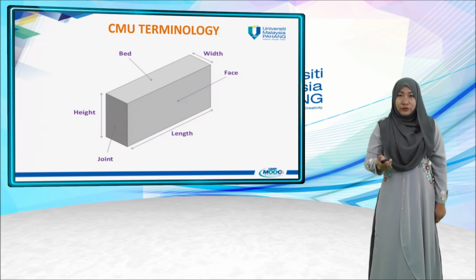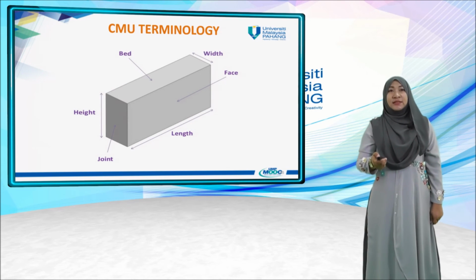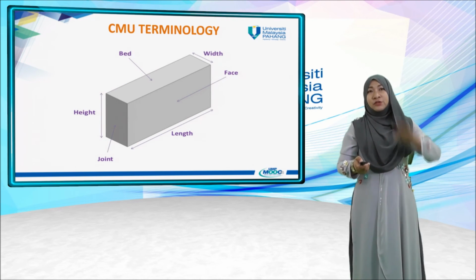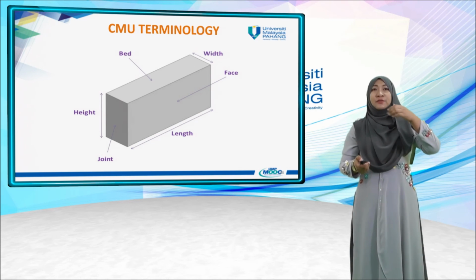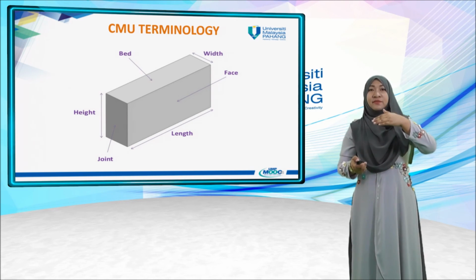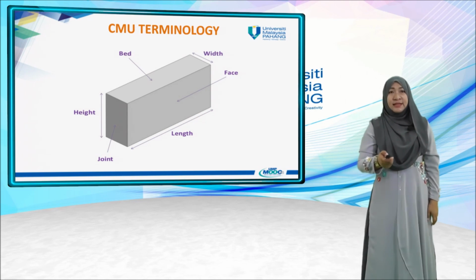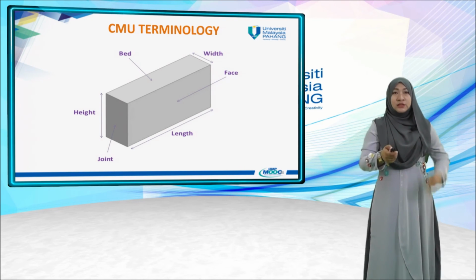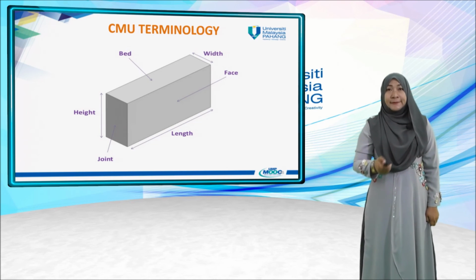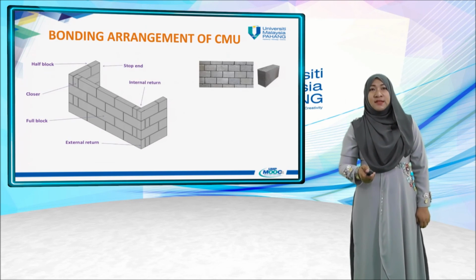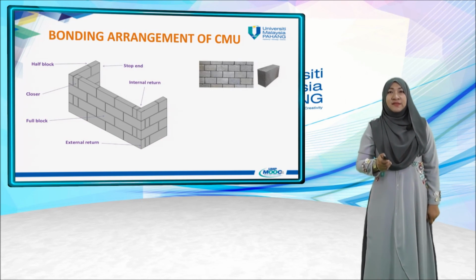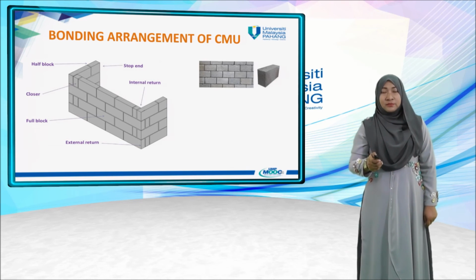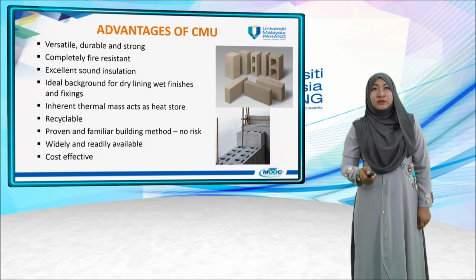For the etymology of the concrete masonry unit, the top one is the bed, and we also have the face for the longest length, and the header for the short length. So this is the bonding arrangement of the CMU as shown in the figure.